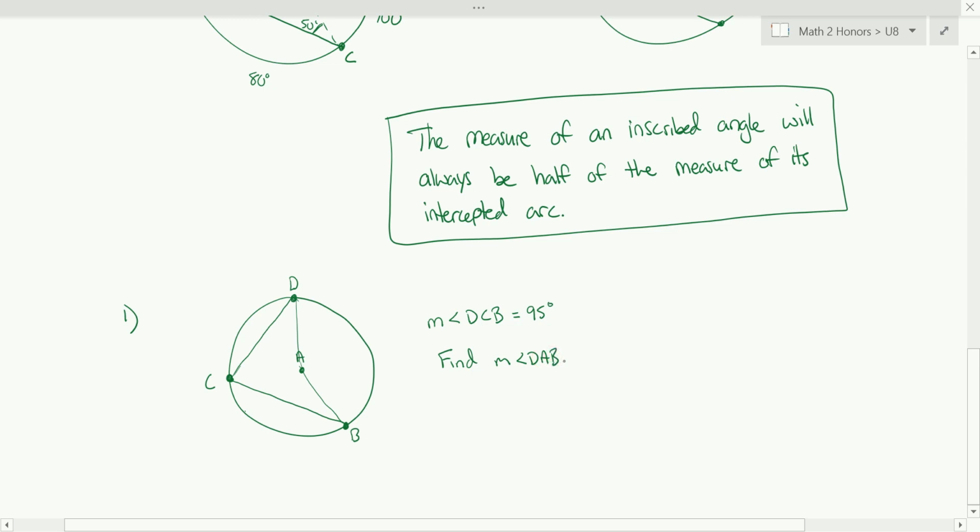Using what we just learned, that the measure of an inscribed angle will always be half the measure of its intercepted arc, and maybe applying what we've learned prior. Okay. Go ahead and find out what the answer is, and let me know when you have it.